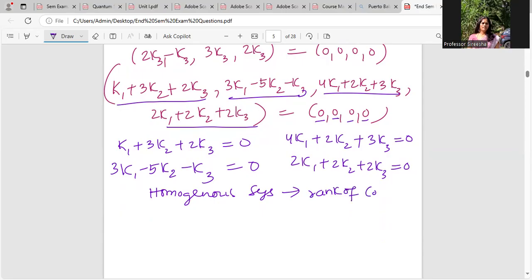Rank of coefficient matrix. Okay. What would be my coefficient matrix? I'll just write all the coefficients of the first equation in the first row. K1 coefficient is 1, K2 coefficient is 3, K3 coefficient is 2. In the second equation, I have 3 as the K1 coefficient, minus 5 as K2 coefficient, minus 1 as the K3 coefficient. In the third equation, I have 4 as K1 coefficient, 2 as K2 coefficient, 3 as K3 coefficient. In the fourth equation, I have 2 as K1, 2 as K2 coefficient, 2 as K3 coefficient.